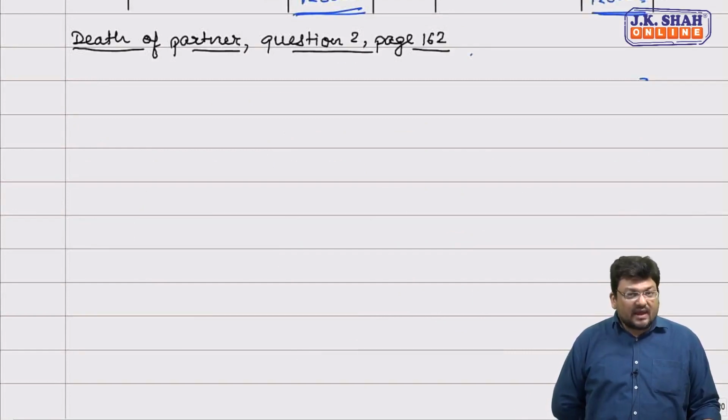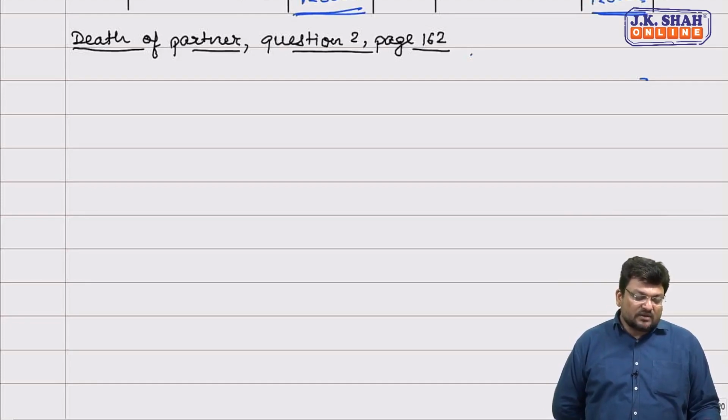A, B and C are carrying on business with the following assets with effect from 1/1/19. So they are in partnership, their assets are given. Their profit sharing ratio was 5:3:2. Capital is also shared in the same ratio. So their capital is in the ratio 5:3:2.